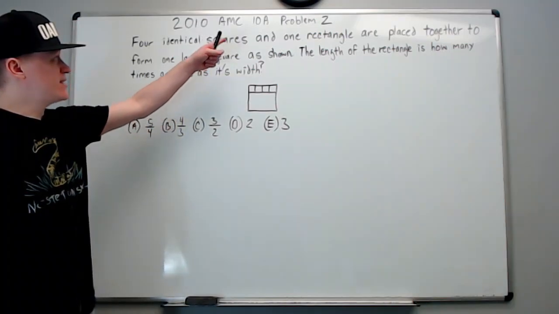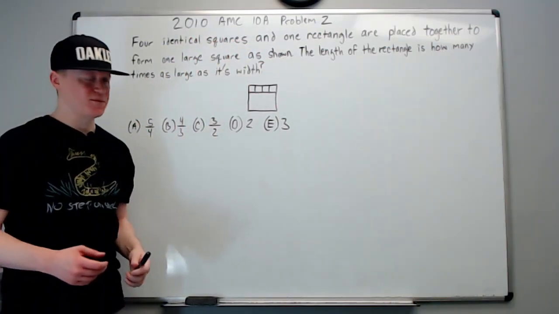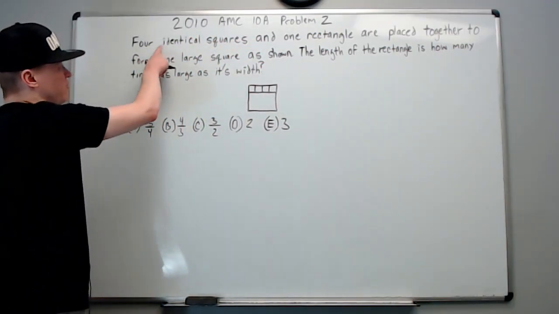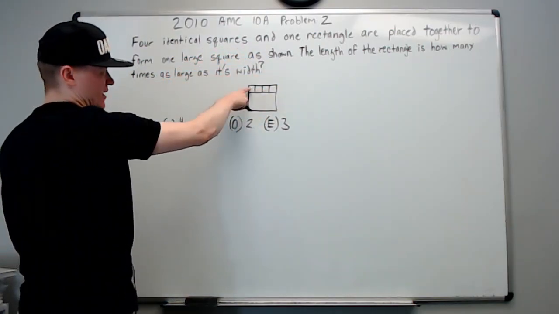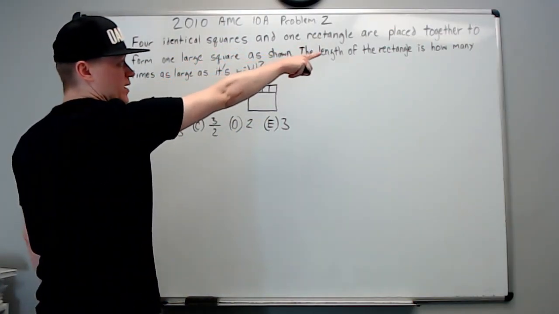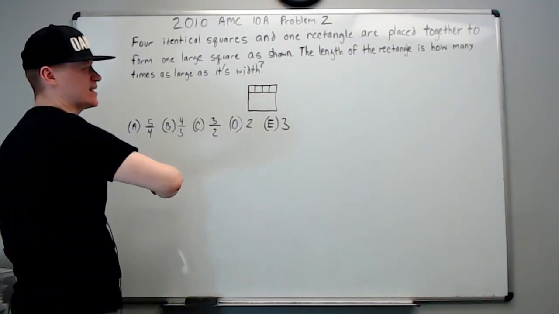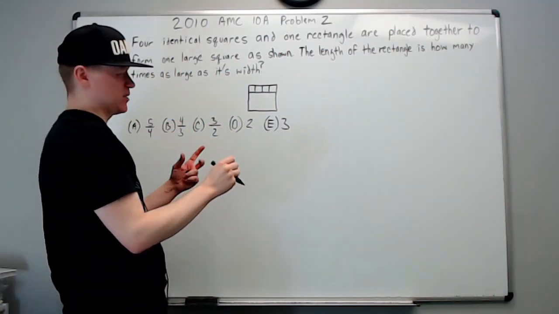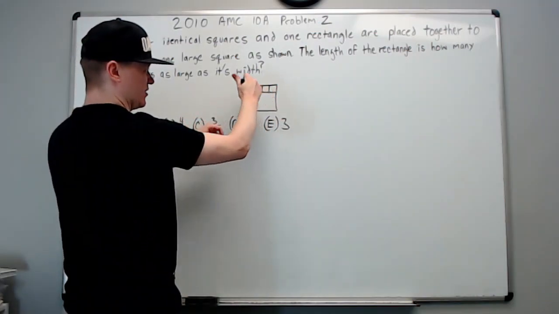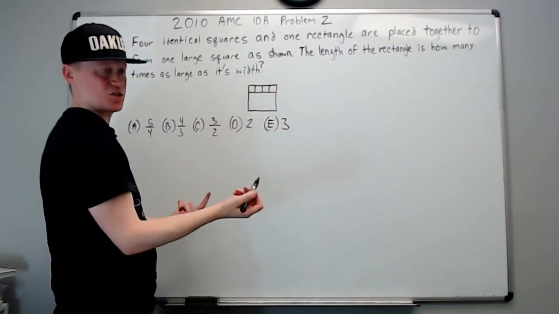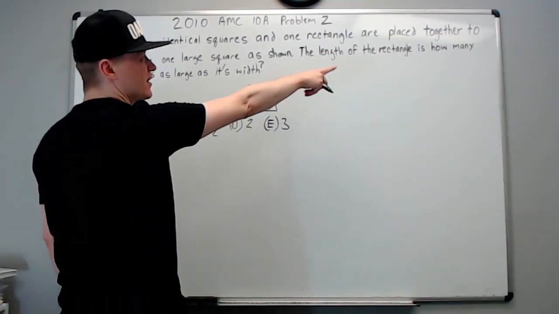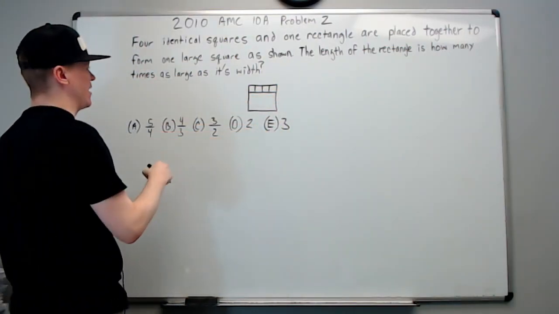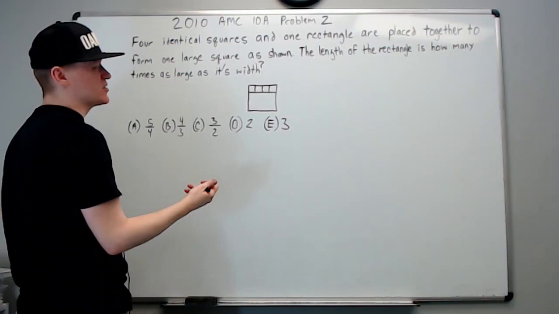All right, and then on to the 10A problem number 2 from 2010. 4 identical squares, that's 1, 2, 3, 4, and 1 rectangle are placed together to form one large square as shown. Stop a minute to process. This is the rectangle. This big shape then is a square. Okay. The length of the rectangle is how many times as large as its width?